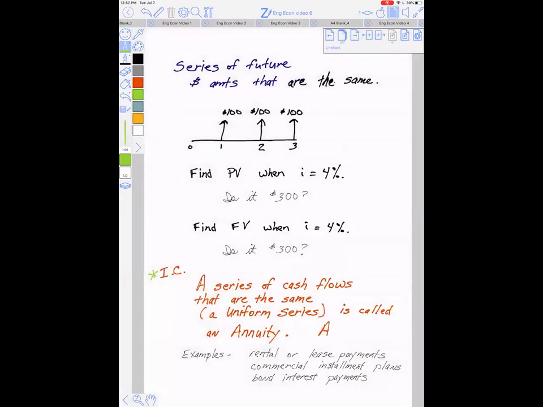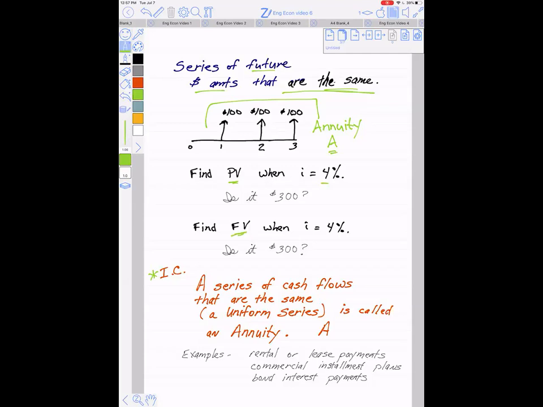All right, now let's look at a series of future cash flows that are the same. They're the same every year. Like right here, we have 3 cash flows, each $100. When that happens, we call it an annuity. When you have a series of payments either coming in or going out, it doesn't matter. We call it an annuity, and it's designated by the letter A. So the question is, we can find the present value when interest rate is 4%, or we can find the future value when interest rate is 4%, or any percent of interest growth rates.